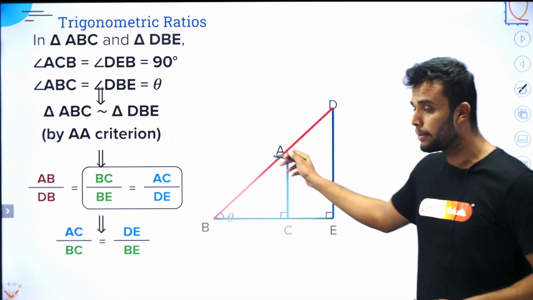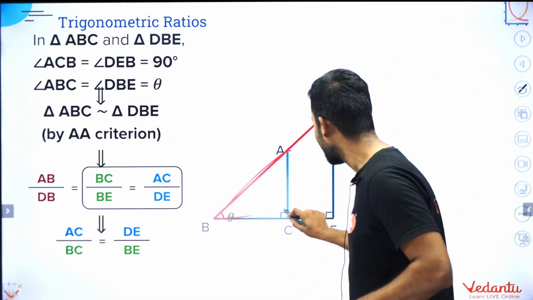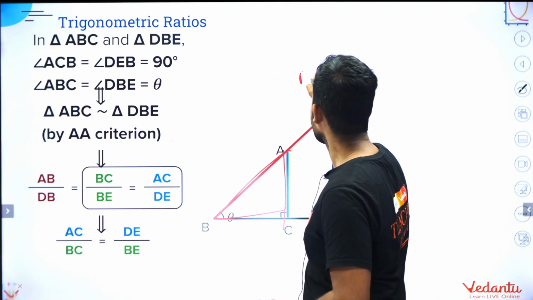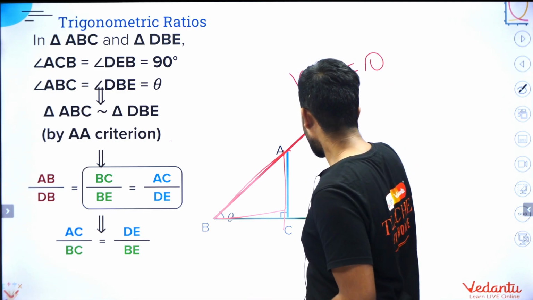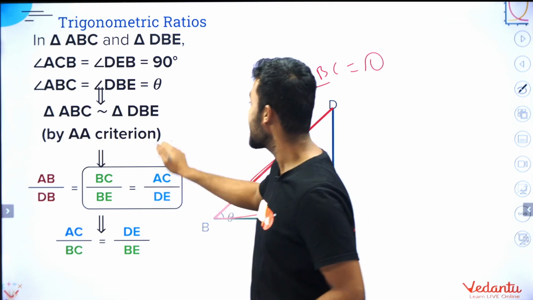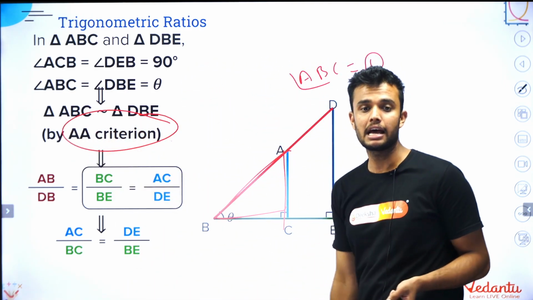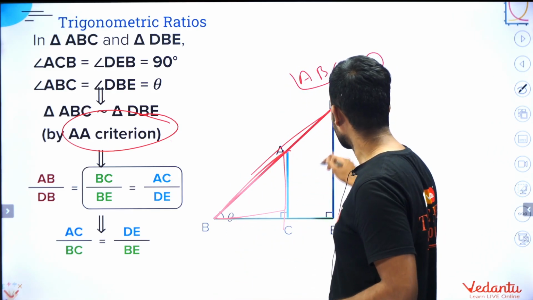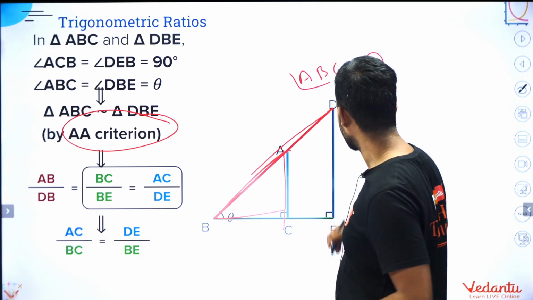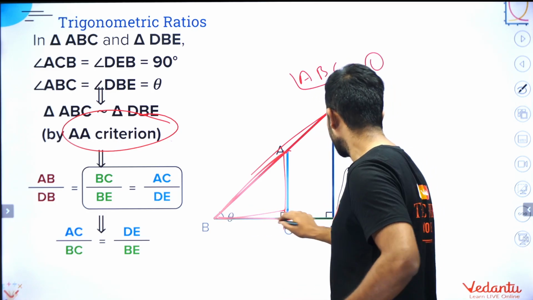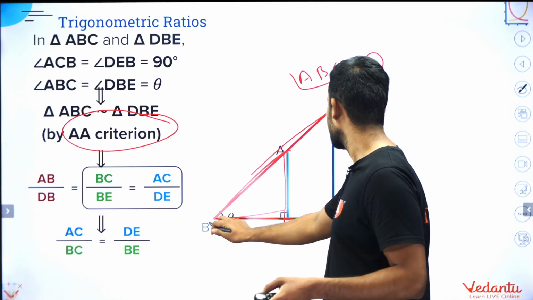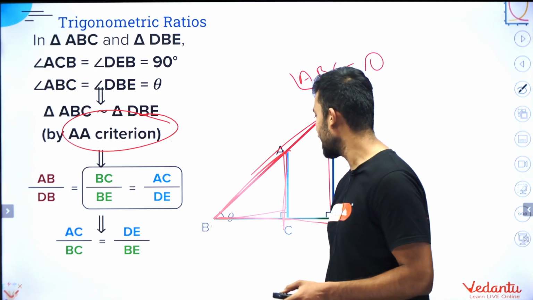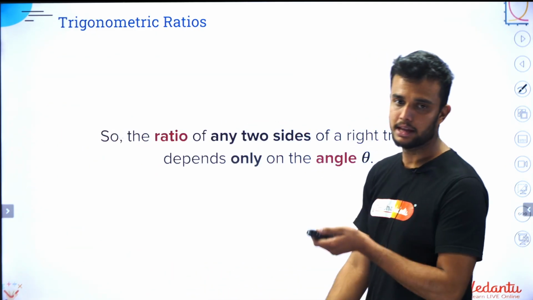For example, look here students, we have two triangles, ACB and ADE, or ABC. The angle theta is the same in both. By using this, by the AA criterion, right students, how can we write it? AB by DB, and that is equal to BC by BE, and also AC by DE. Finally, how can we write it? AC by BC is equal to DE by BE. We can write like this.